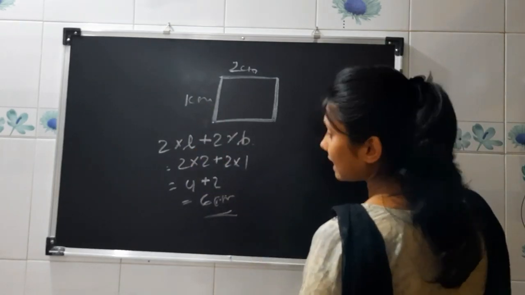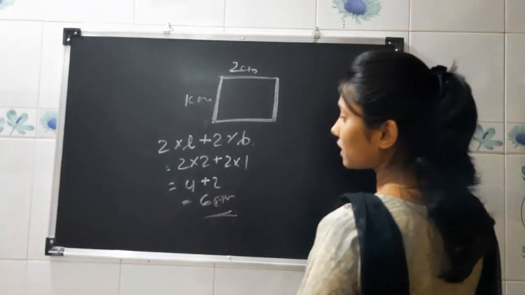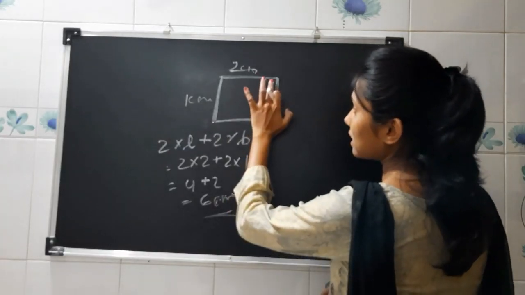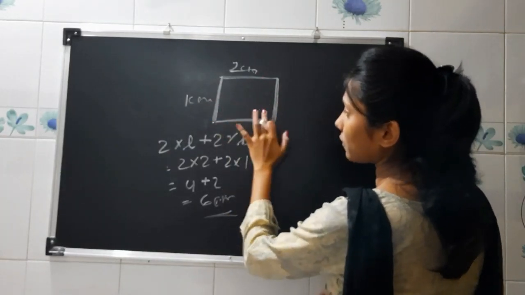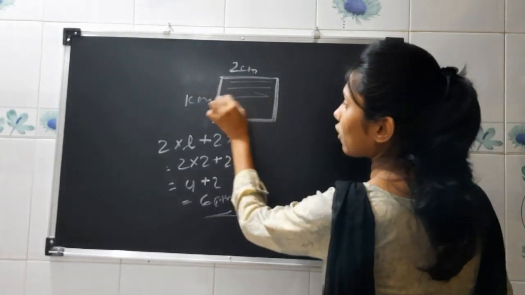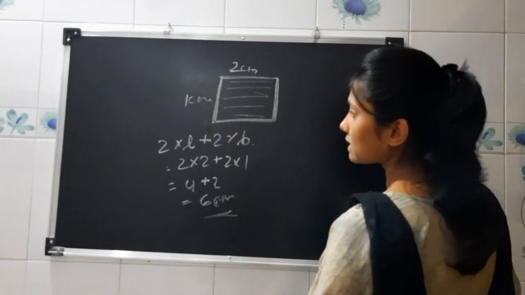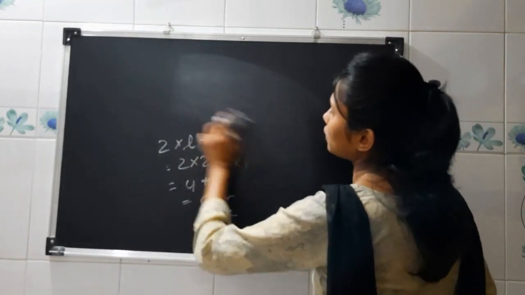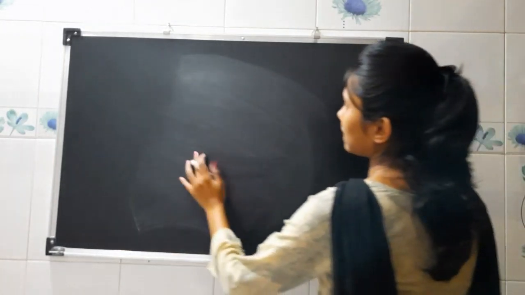But area is something which measures the inside of a shape. Area is something which measures the inside of a shape. For example, see.